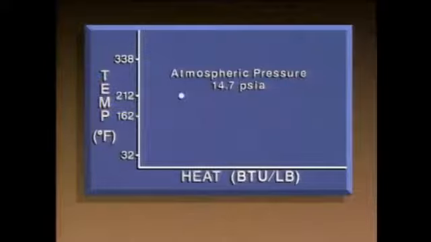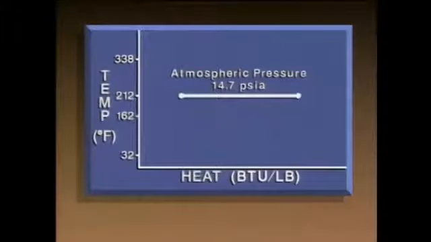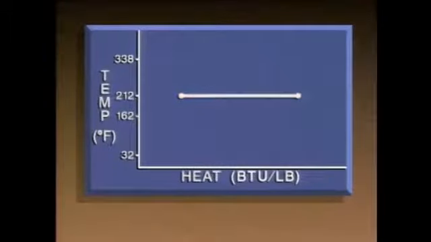On our graph, this is the point at which water first starts boiling at atmospheric pressure. And this is the point at which all the water is boiled into steam. This line represents the amount of heat required to boil all the water. So this line represents the latent heat of vaporization. For 1 pound of water at atmospheric pressure, it takes about 970 BTUs of heat to boil all the water into steam. Now let's take an example in which the pressure is less than atmospheric.